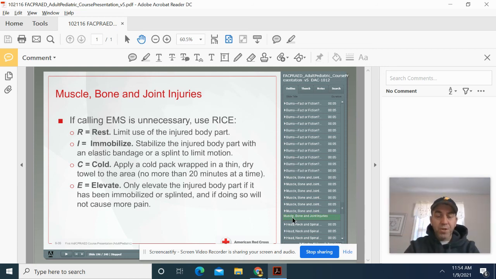Okay? So there's a couple things you need to know. RICE, mechanism of injury. I've said that's what causes the injury. Remember, our safety comes first, and we don't want to do any further harm. So in this unit, we're going to look at immobilization and inflammation and using cold.